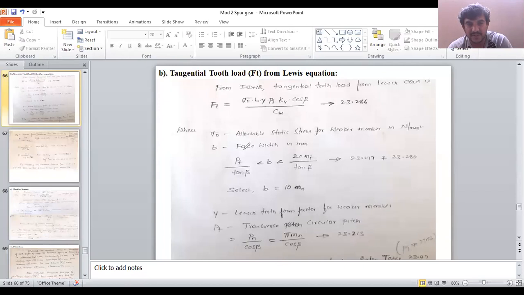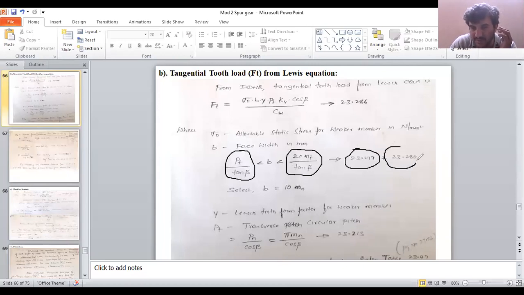Now we'll go for determine phase width. The phase width should be greater than the minimum phase width, and whatever value you choose, it should be less than the maximum phase width. How do you get this? By taking these two equations, the minimum phase width equation and the maximum phase width equation.